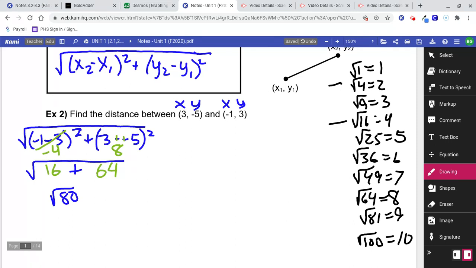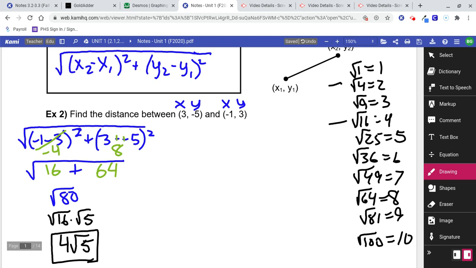So basically, what you want to do is a factor tree, and you want to split it up and call this the square root of 16 times the square root of 5. Square root of 80 is equal to the square root of 16 times the square root of 5. The reason we do this is because we know the square root of 16 equals 4. That answer is going to be 4 times the square root of 5.